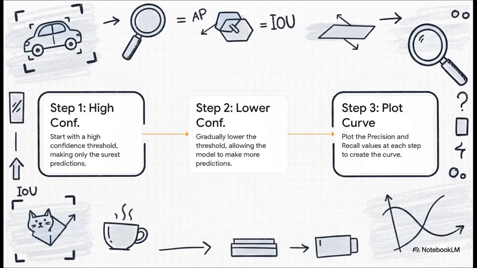And how you make one is actually pretty straightforward. So first, you start by telling the model to be super strict, like only make a prediction if it's 99% sure. At that point, your precision is sky high, but your recall is probably pretty low. Then you just gradually lower that bar. You let it make predictions it's less and less sure about. And with every single step down, you plot the new precision and recall values. And voila, that's what creates the curve.